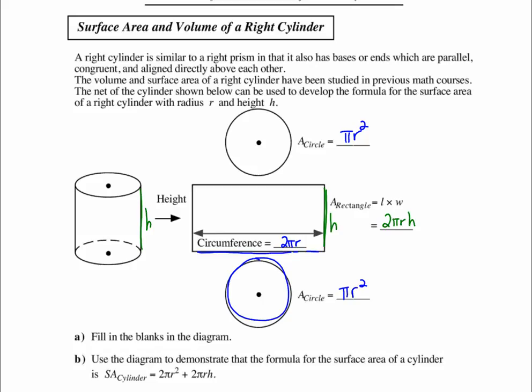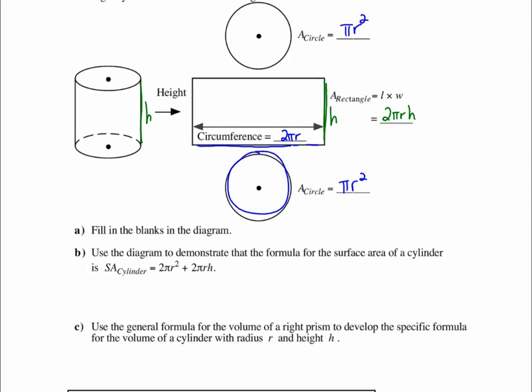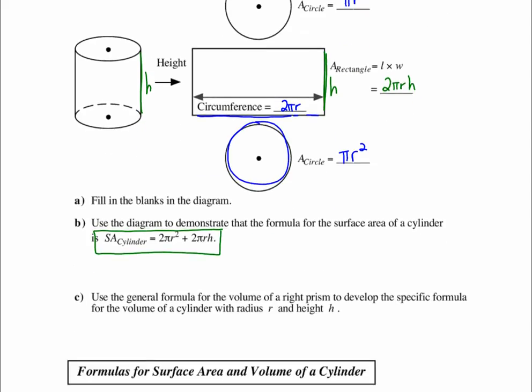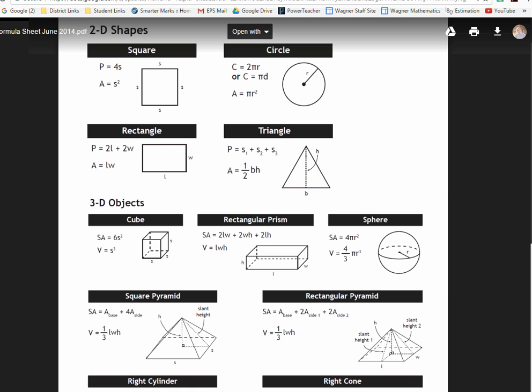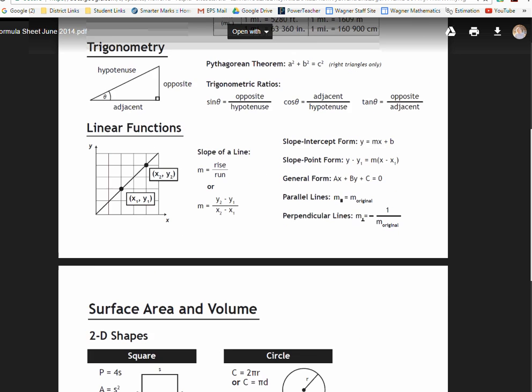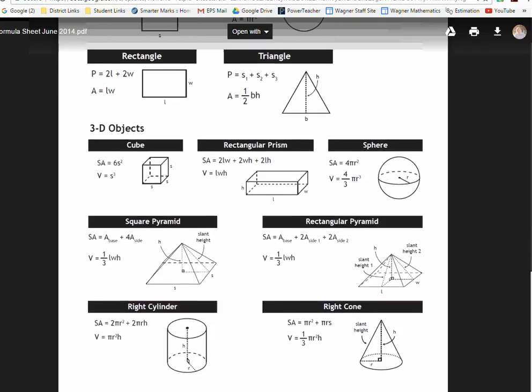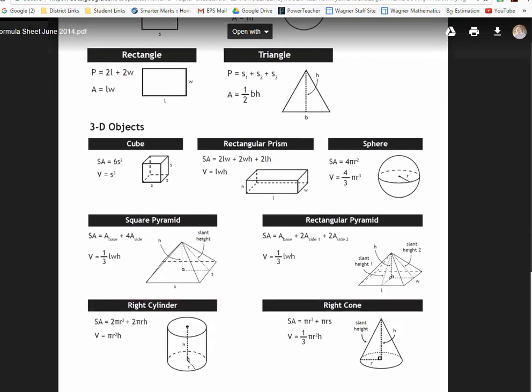Okay? So guess where you're going to find this formula? It's on your formula sheet. So if you look at your formula sheet here, at the bottom, there's a cylinder, and there's 2 pi r squared plus 2 pi r h. You need to understand what the 2 pi r squared stands for. What does the 2 pi r squared stand for?